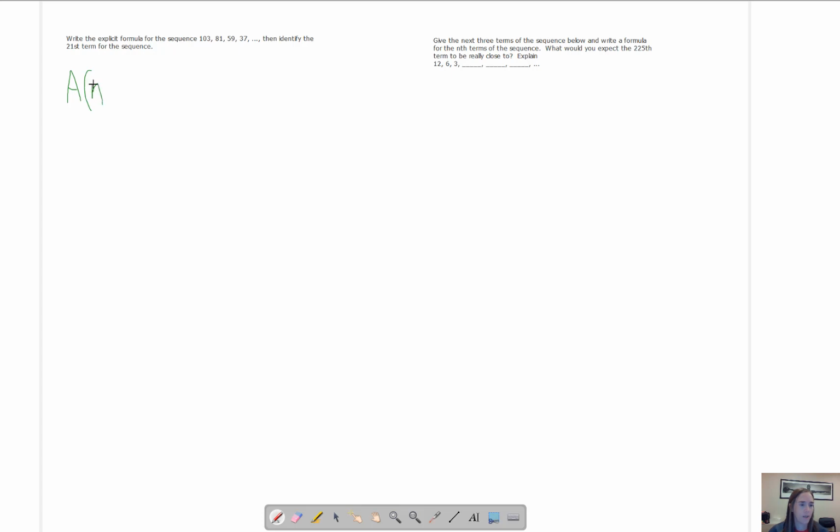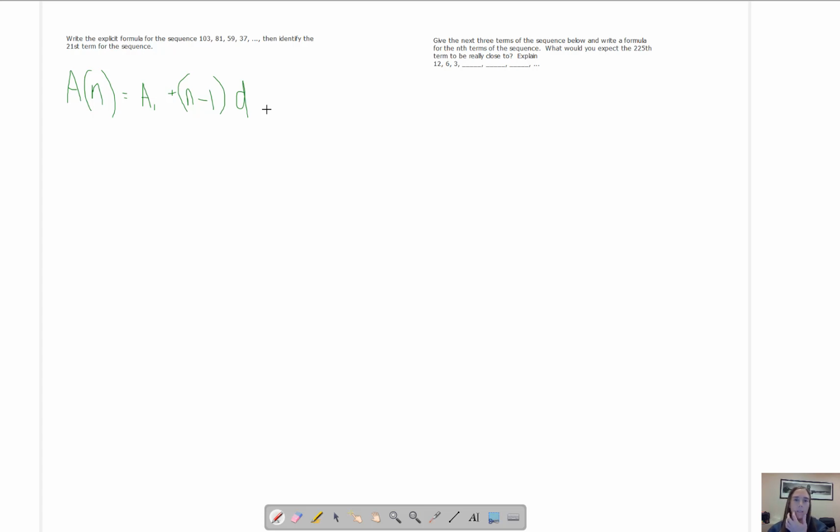Okay, so the formula for this kind of sequence, which you could just write down somewhere, is a sub n equals a sub 1, that means the first term, plus n minus 1, so n is the number of terms, times d, and d is going to be the common difference.